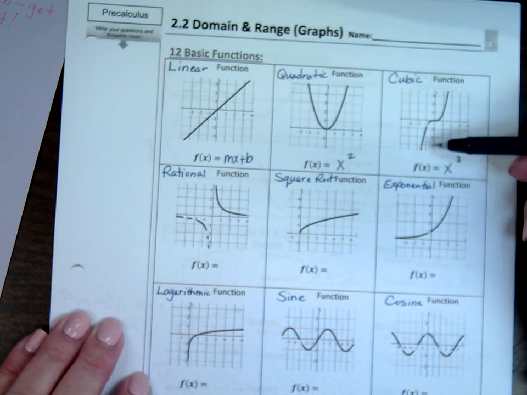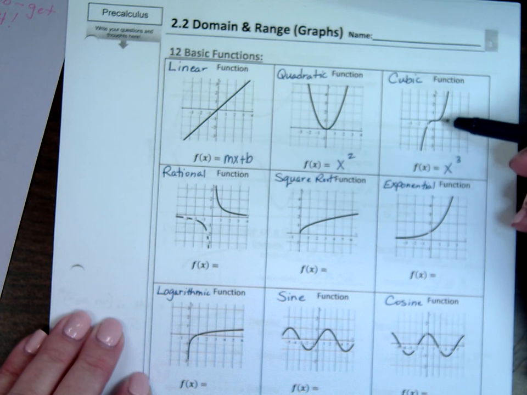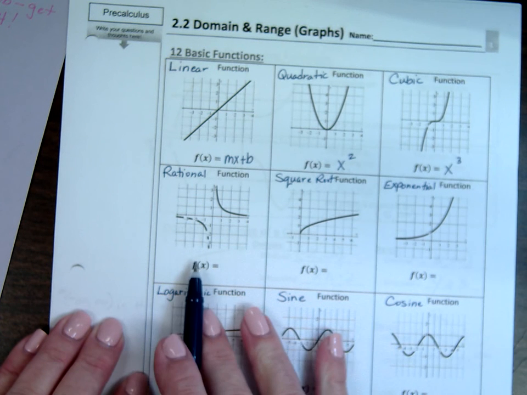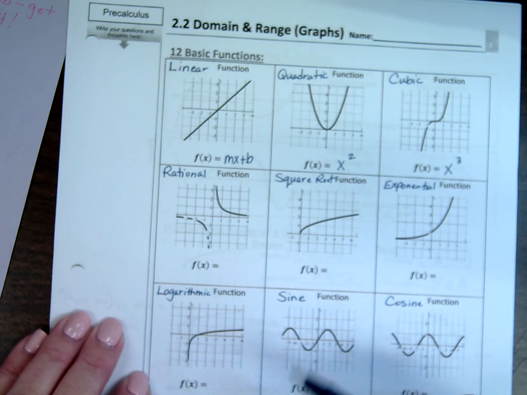Sometimes the cubic guys can get more bumpy. They can have bigger bumps than what this one has. This one's just kind of a nice fluid one. That's x cubed. Rational functions, we're going to study those. They have asymptotes in them. We're going to talk asymptotes as the day goes on today.